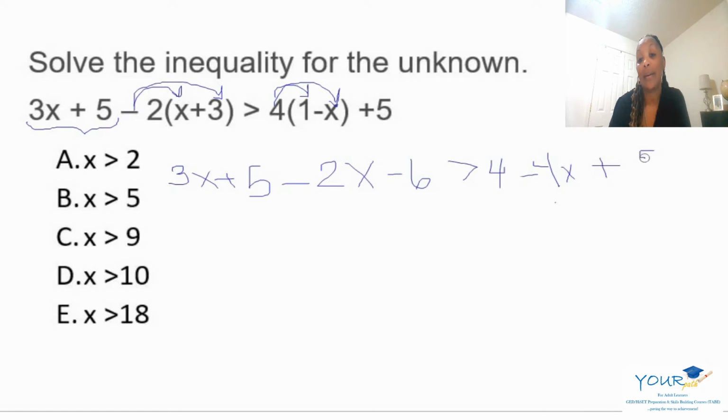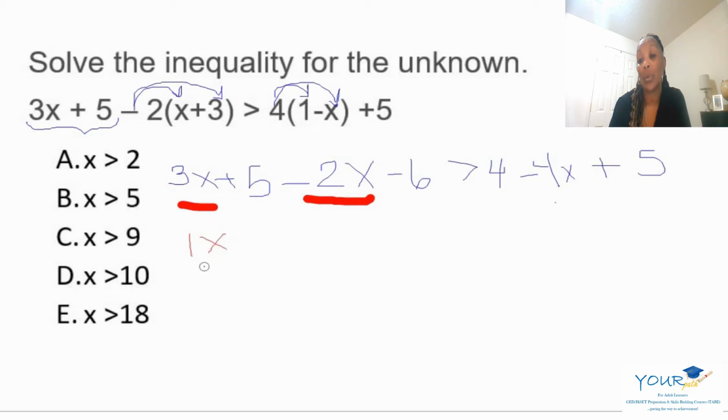So now that we have utilized our distributive property to get rid of our parentheses, we are now able to look for our like terms. On the left side, we have 3x and a negative 2x. These are like terms, so we actually want to either add them or subtract them. In this case, we have a positive and a negative, and so we're going to subtract. That will give us 1x.